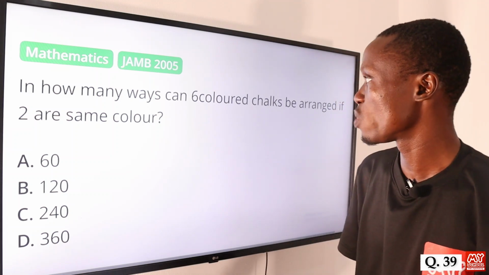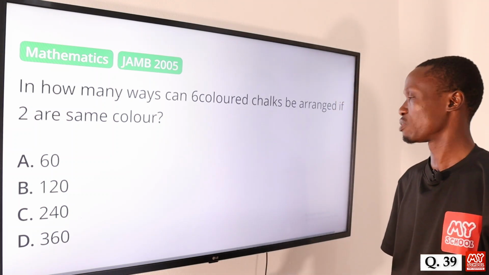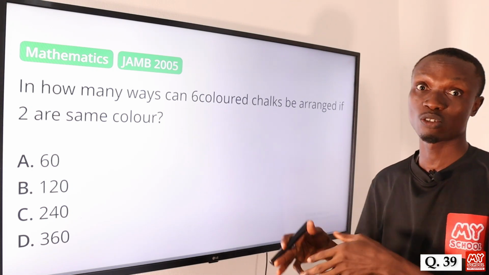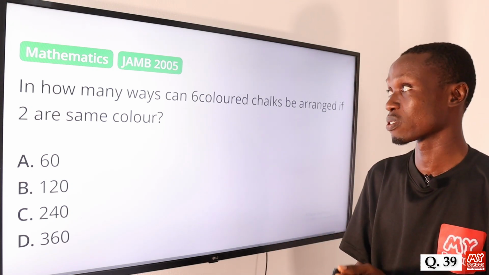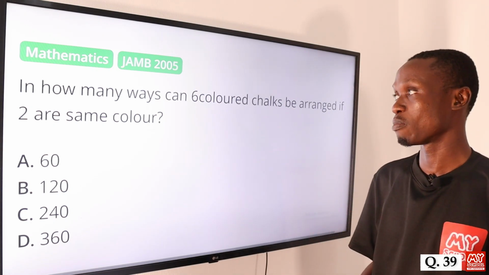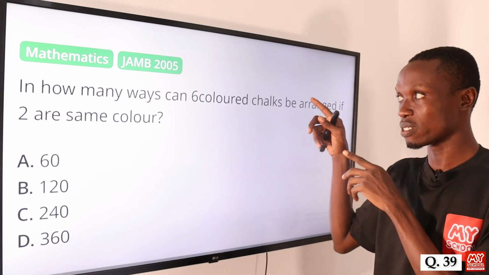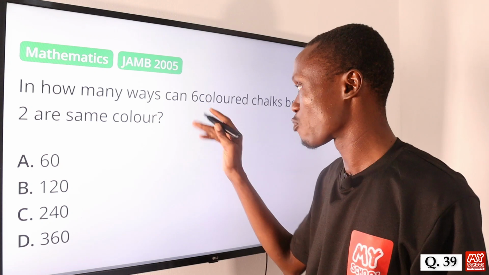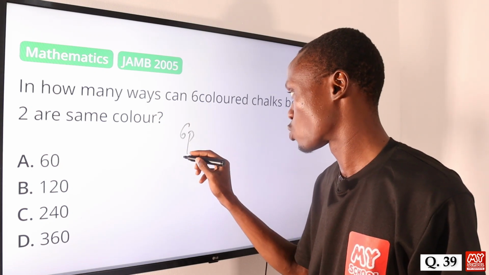Question 39. In how many ways can 6 colored chalks be arranged if 2 are the same color? So to simply do this is just for us to calculate 6 permute 2. Okay, just for us to calculate 6 permute 2. Now remember that the 6 factorial will be on top. Okay, so this is what I mean. So to calculate for this, we use 6 permute 2.